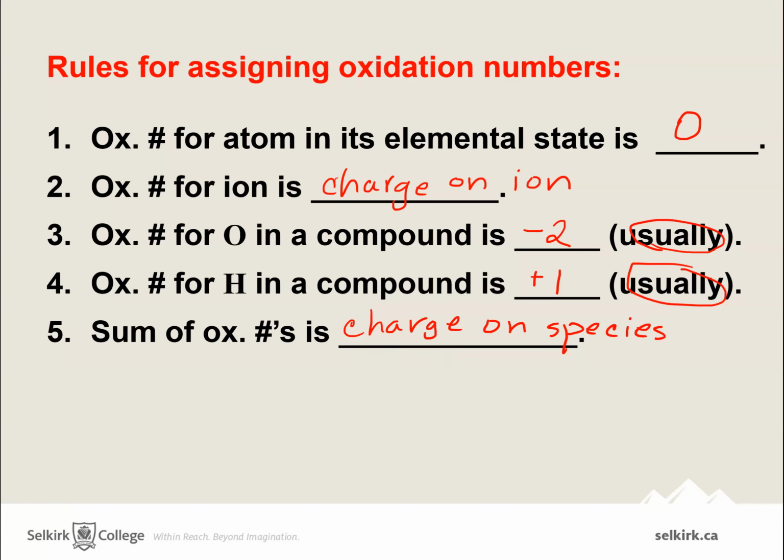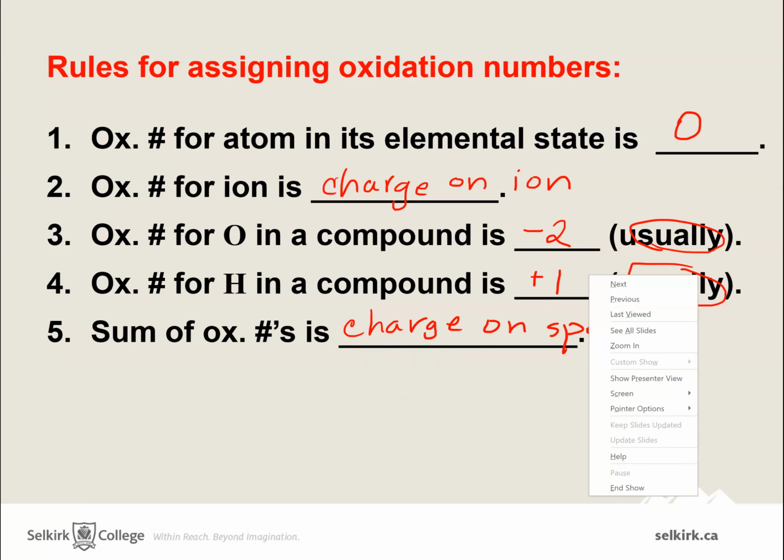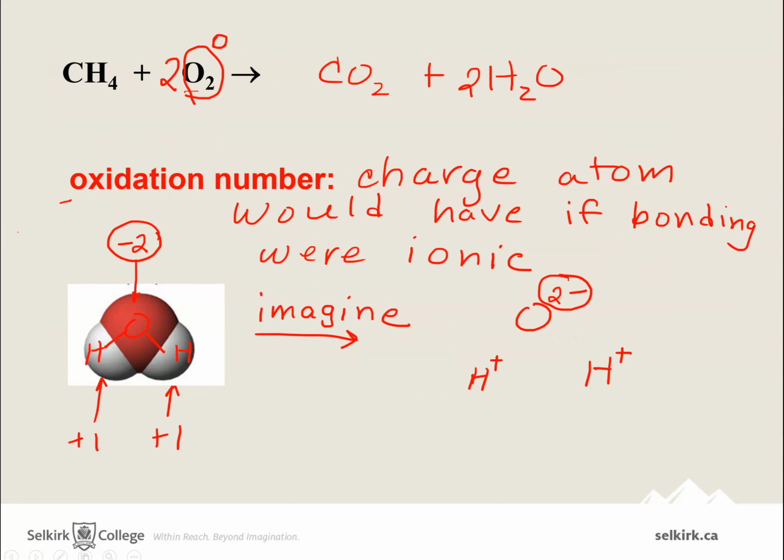The oxidation number is the charge the atoms would have if they were ionic, and those charges have to add up to the overall charge. All right, so now I'm going to go back to the combustion of methane on the previous slide. We won't even need to look at these rules for you to be able to assign oxidation numbers. We've already assigned the oxidation number to the elemental oxygen. That was 0, no charge.